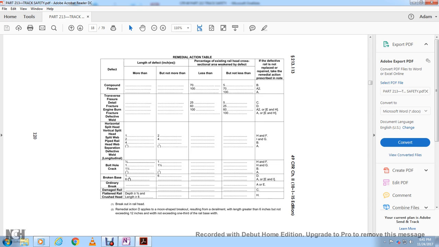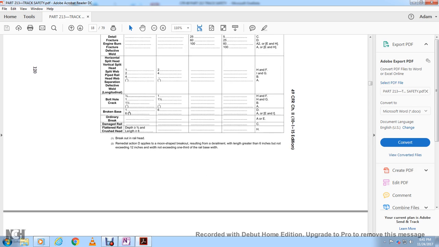Length of defect in inches, percentage of existing railhead cross-section area weakened by defect: more than, but not more than, less than, but not more than. Defective rails replaced, repaired, or ends. Remedial action prescribed in notes.